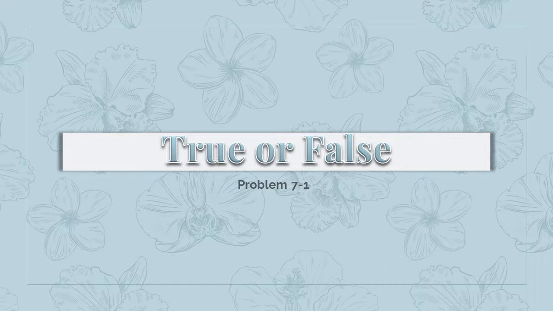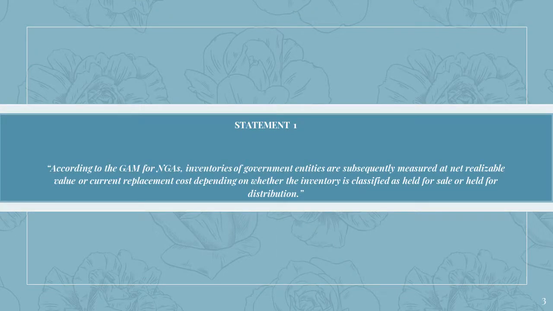Now let us discuss the first problem, which is about true or false. For the first statement, according to the GAM for NGAS, inventories of government entities are subsequently measured at net realizable value or current replacement cost, depending on whether the inventory is classified as held for sale or held for distribution. This statement is true because the goods held for sale are subsequently measured at lower of cost and net realizable value, while goods held for distribution are subsequently measured at the lower of cost and current replacement cost.